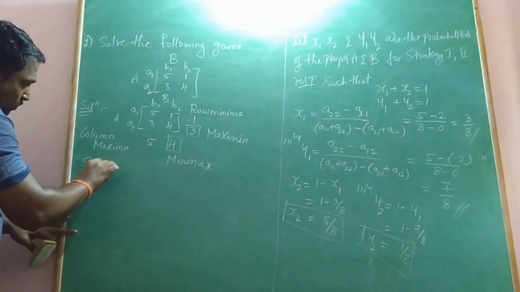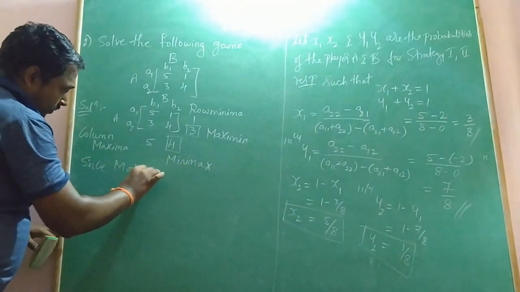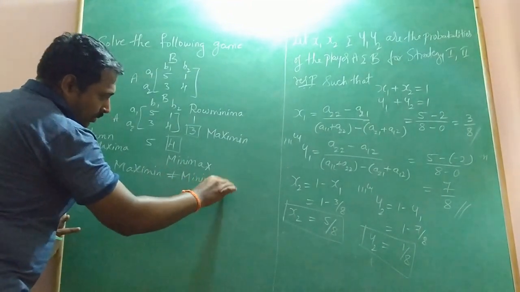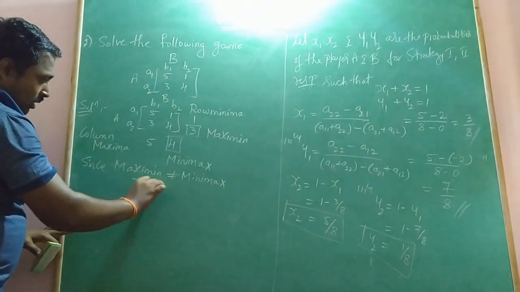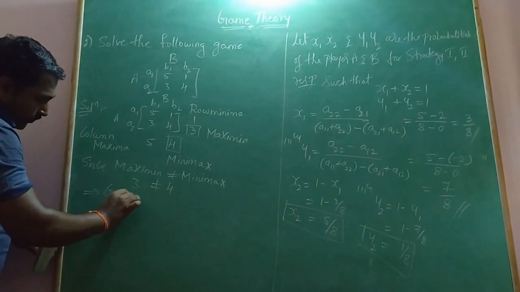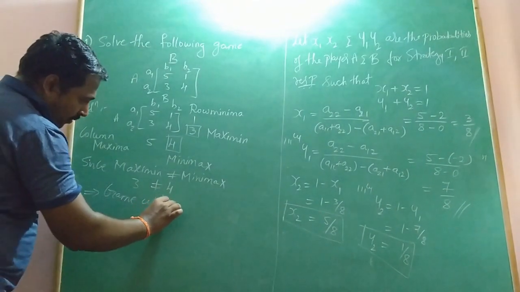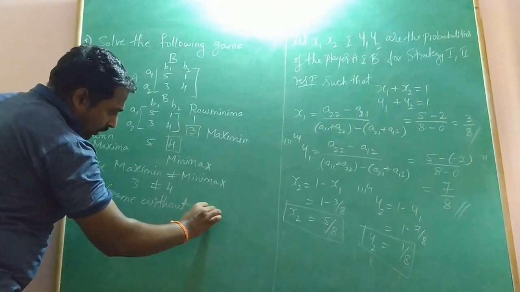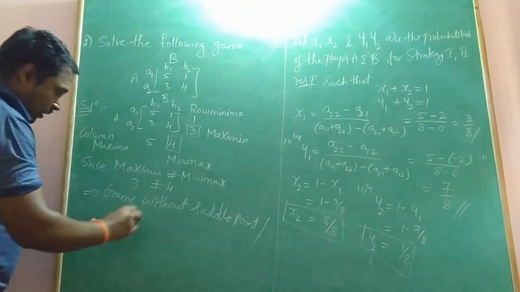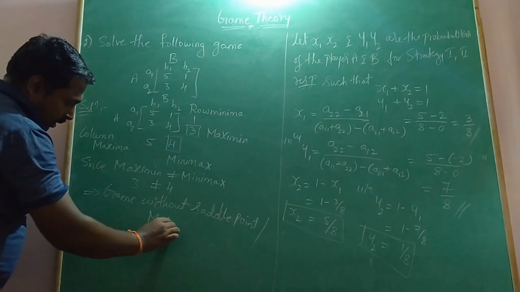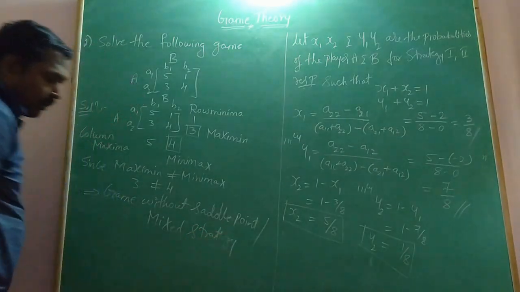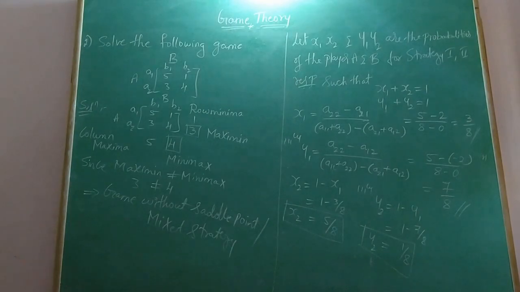Since maximin is not equal to minimax, that is, maximin value 3 is not equal to minimax value 4, this implies a game without a saddle point, or we call it a mixed strategy. The given game is of a mixed strategy.